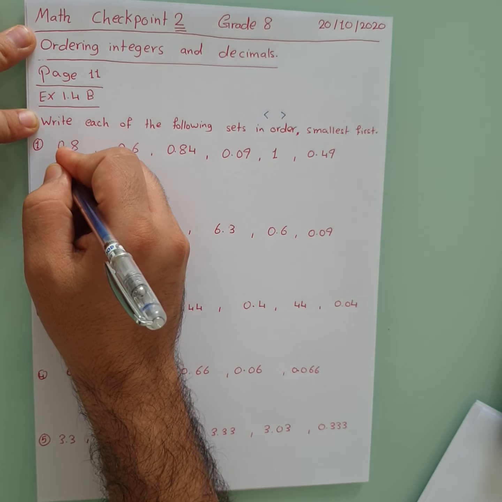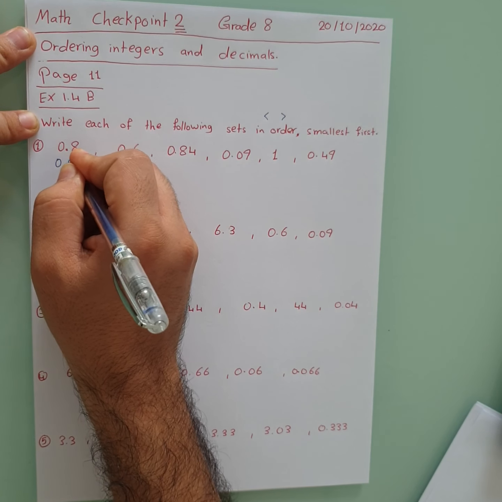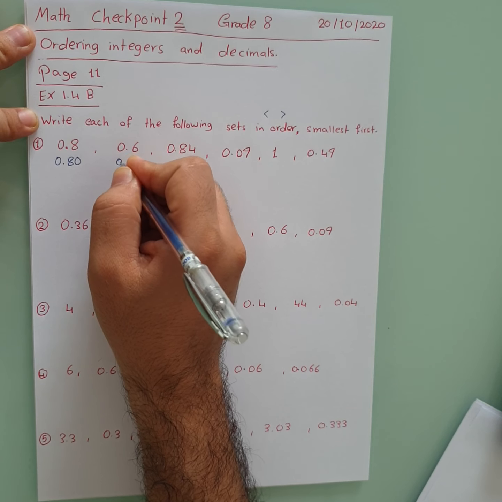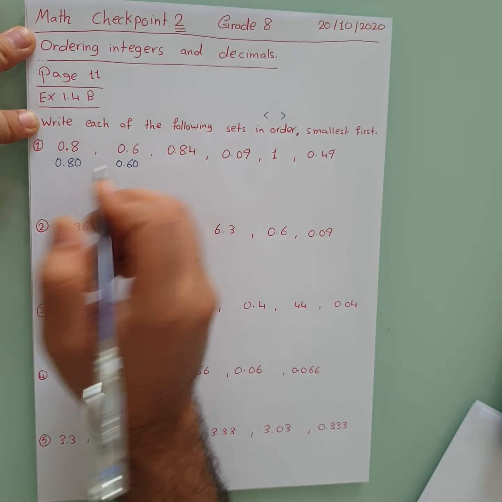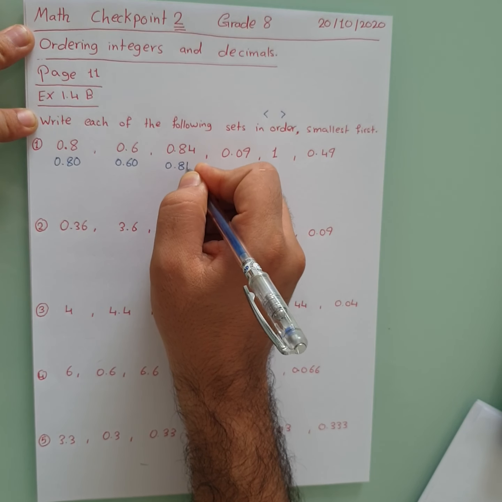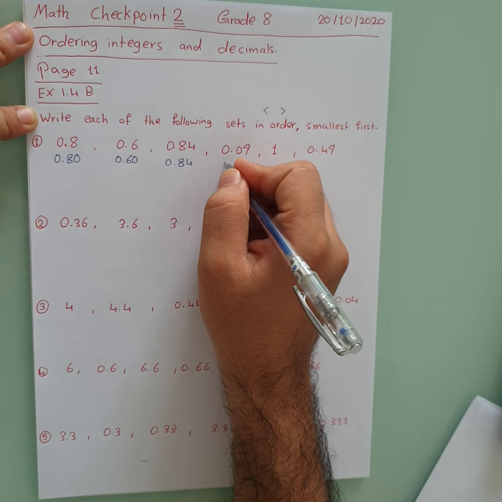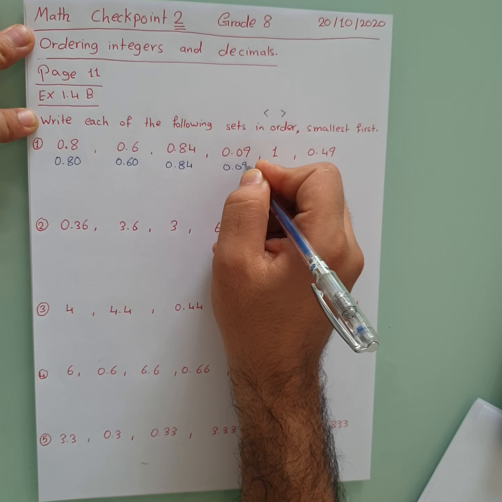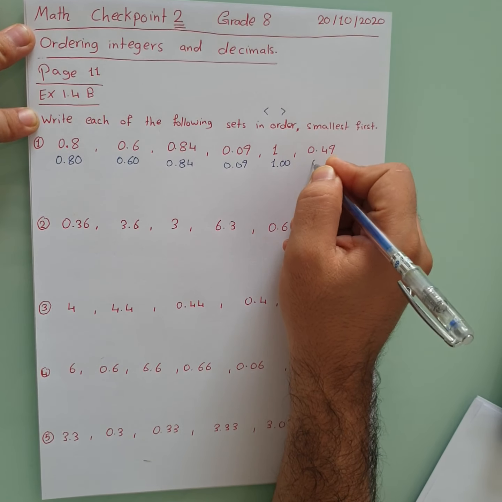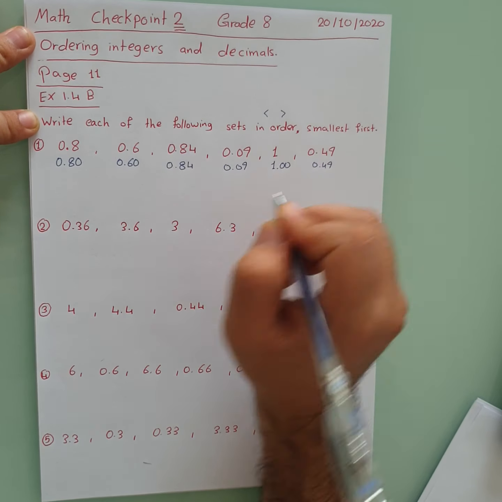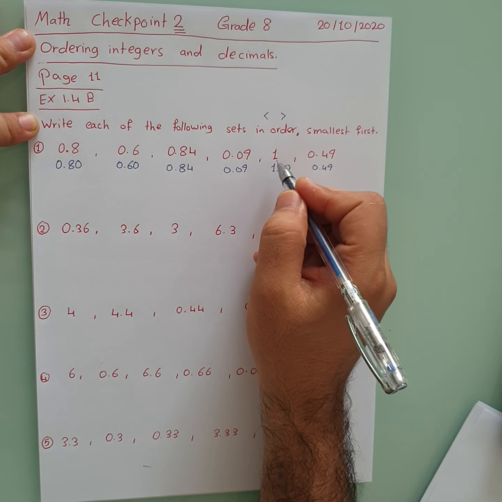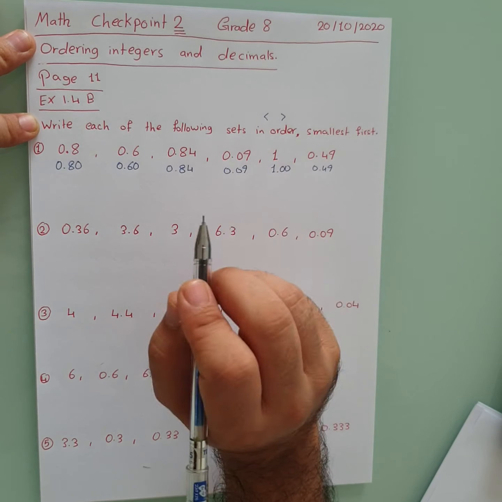So 0.8 is actually 0.80, 2 decimal places. 0.6 is actually 0.60. This one is already 2 decimal places, I don't have to add 0. This one is also already 2 decimal places. This is 1.00 and this is 0.49. Now I'll start checking the numbers, and I know for a fact that 1, since it is the only one here, should be the last one.